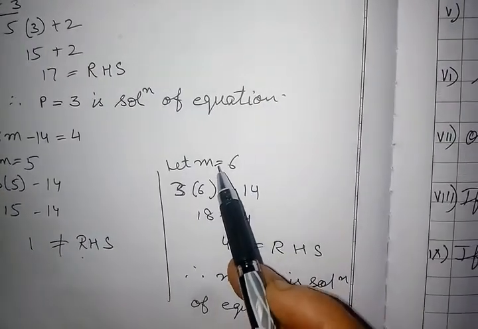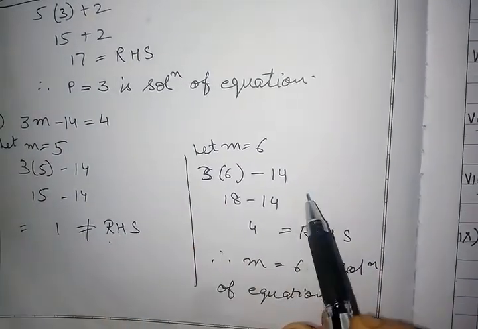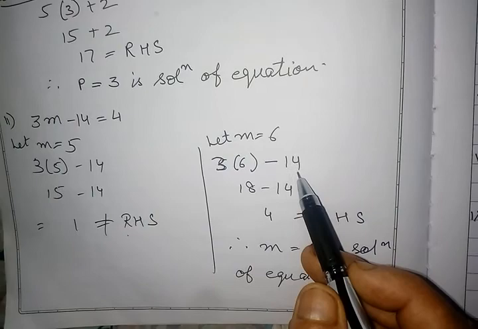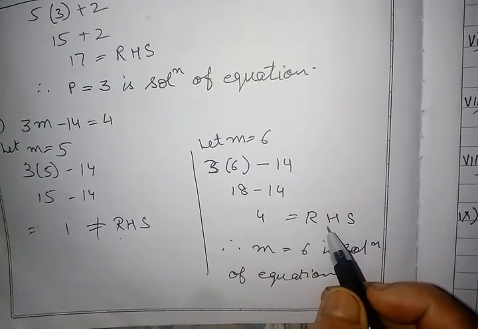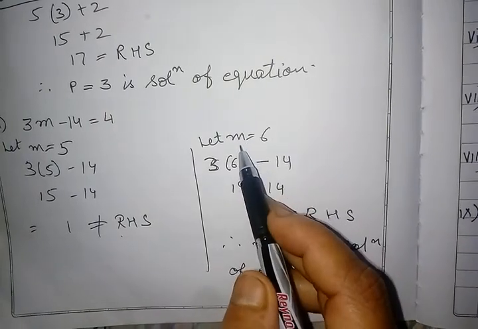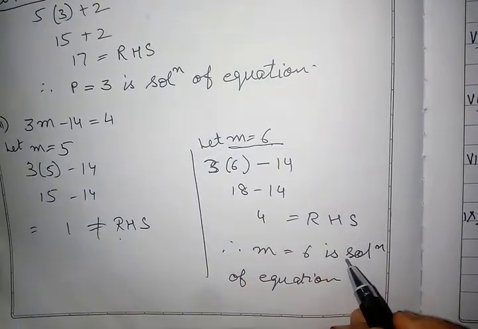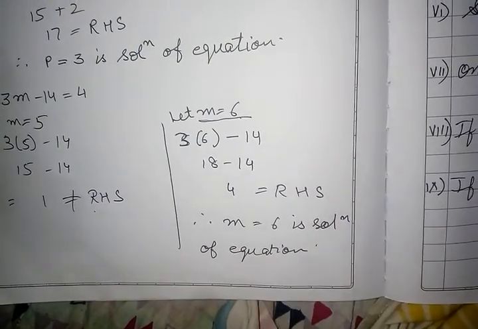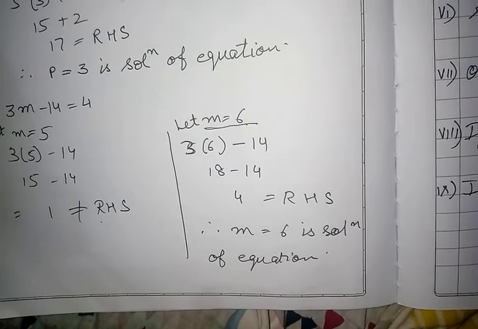When I supposed m as 6, 3 6s are 18. And when I subtract 14 from it, I get 4. That is equal to the right hand side. So when I supposed m is equal to 6, the equation is satisfied. Therefore m equal to 6 is the solution. Is it clear?